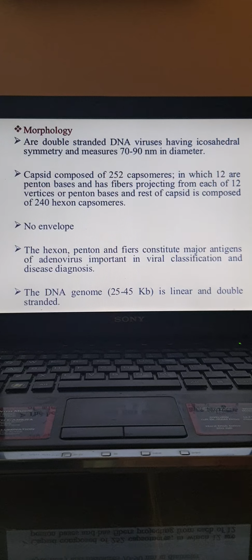These penton bases have a unique property that they have a fiber projecting from them. These 12 vertices or penton bases, and the rest of the capsid is composed of 240 hexon capsomeres. It is non-enveloped. The hexon, the penton, and fibers constitute the major antigens of adenovirus, and they are important in classification of this virus and for diagnostic purposes. The DNA genome is linear and double-stranded.